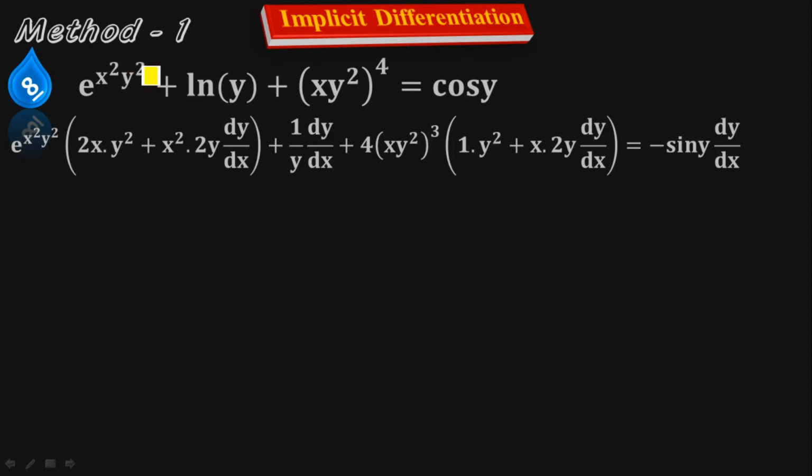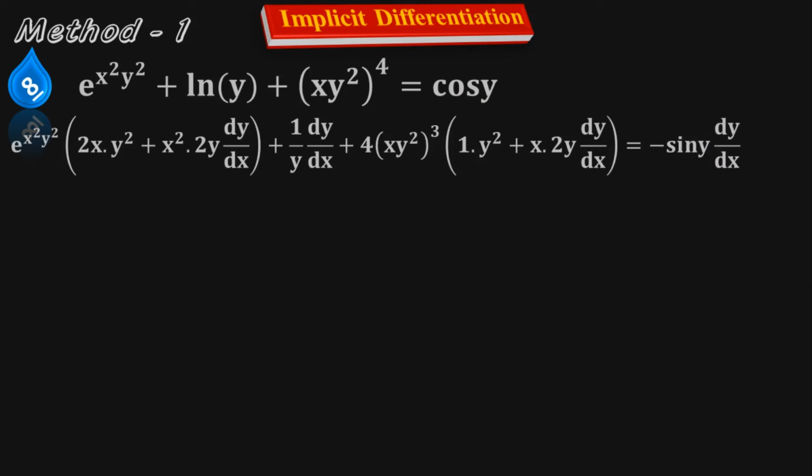This 2 was the outer function, so y squared gives 2y, and then times the inner function's derivative, which is dy/dx. Similarly here, the natural log of y is 1 over y times the derivative of the inner function, which is y, so the derivative of y with respect to x. Similarly here, y squared is 2y times the derivative of the inner function, which is dy/dx. Same thing happened here. The derivative of cos y is negative sine y, and then times the derivative of the inner function, which is y, so the derivative of y with respect to x.